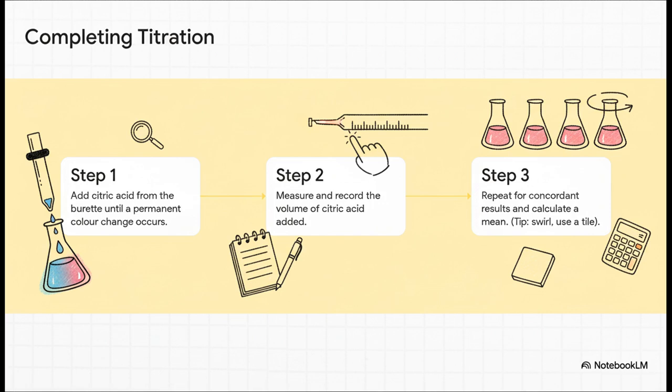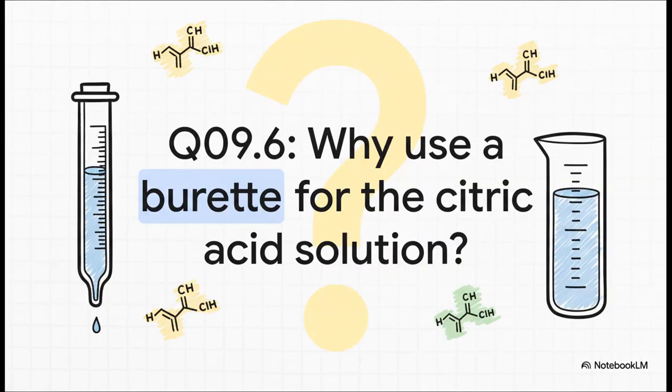And of course, don't forget the pro tips: always swirl the flask, use a white tile underneath to see the color change clearly, and add the acid drop by drop when you think you're getting close to the end. All right, final practical question. Give 2 reasons why a burette is used for the citric acid solution. I mean, why go to all that trouble with a burette? Why not just use a measuring cylinder? What makes it so special?